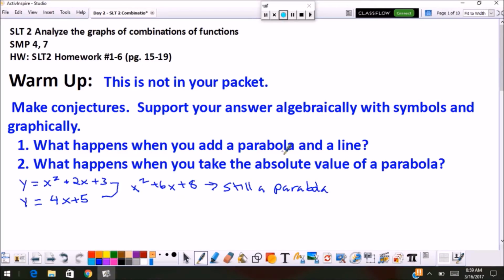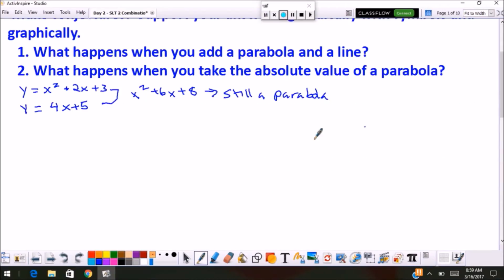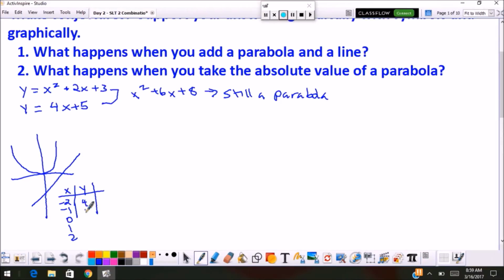So it says what happens when you take the absolute value of a parabola. Oh, we didn't do the addition graphically, so let's do that. Let's say I have a parabola that's just regular old x squared, and I add a line to it. For the first one we've got x values -2, -1, 0, 1, 2, and squared would be 4, 1, 0, 1, 4. And then our line, let's just say for fun, was 1x minus 2.